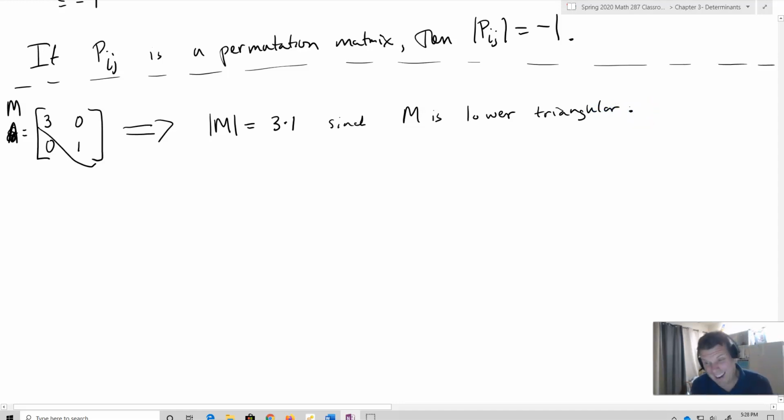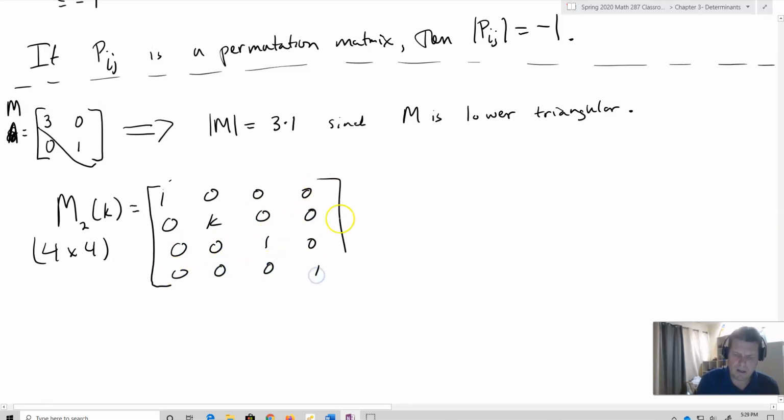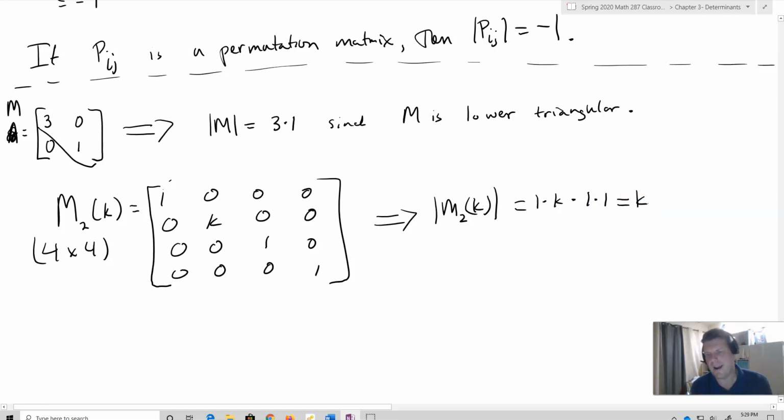In fact, it doesn't matter how big the matrix is. A multiplication matrix is always going to end up being lower triangular. Say, for example, I take M2K on a 4x4 matrix. What we'll get is 1, 0, 0, 0, 0, K, 0, 0, 0, 0, 1, 0, 0, 0, 0, 1, and the determinant of M2K is just going to equal 1 times K times 1 times 1, which is K. That's kind of handy to know.